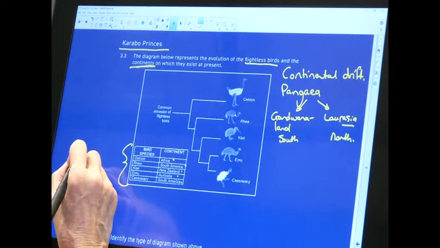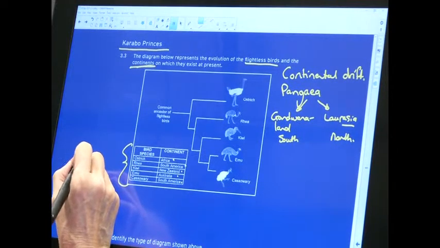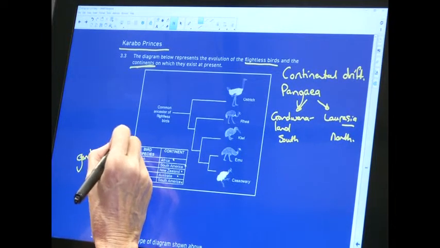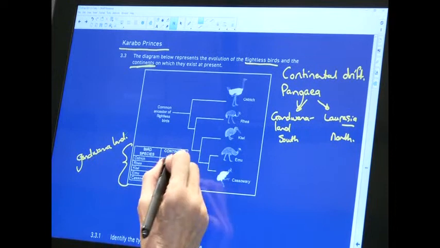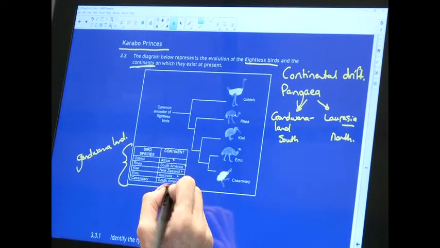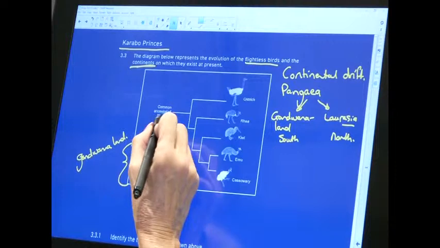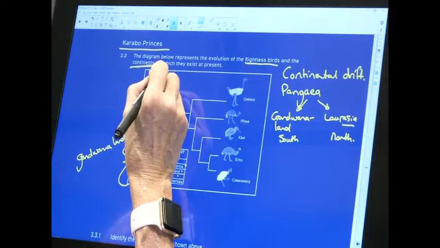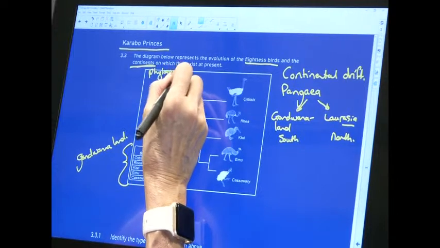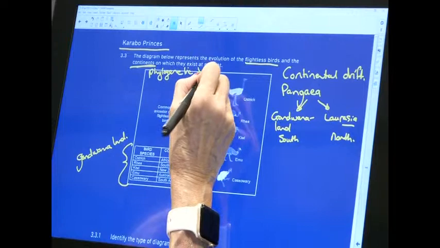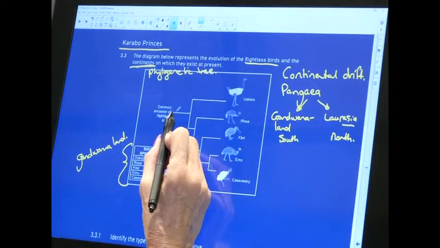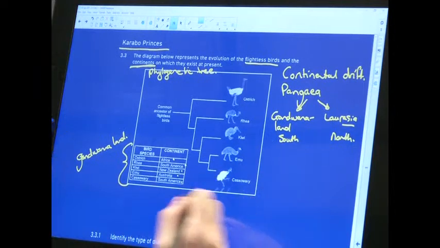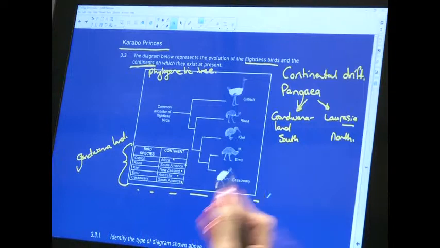Those all were part of Gondwanaland. And then Gondwanaland split into Africa and South America and Australia, okay? So if we look here, we have a common ancestor of flightless birds. This, by the way, is a phylogenetic tree. And what a phylogenetic tree does, it's like a family tree, but over a very long period of time. So your time will run across here, but they haven't put the time in.